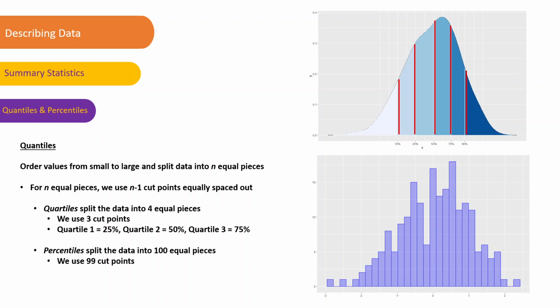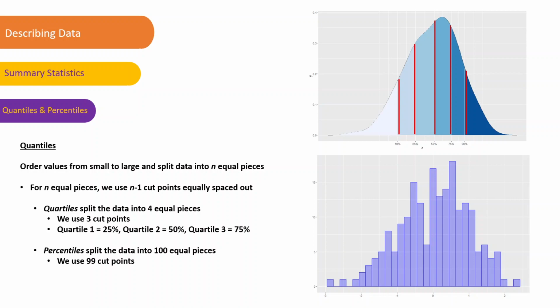You can choose how many equal pieces depending on what you're interested in. So if you want to split your data set into n equal pieces, you use n minus 1 cut points equally spaced out. So if you want quartiles, if your goal is to split your data into 4 equal pieces such that 25% of your scores fall in each quartile, then you would use 3 cut points, right? If you just want 2 pieces, then you would just have 1 cut point, right? You just cut it right down the middle, and then you have 1 cut point and 2 equal pieces.